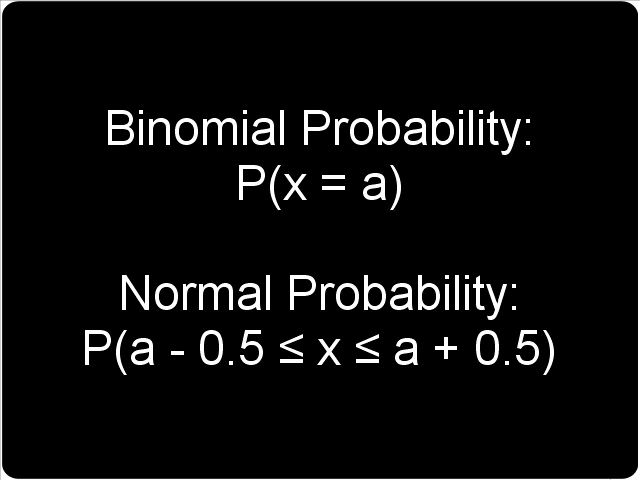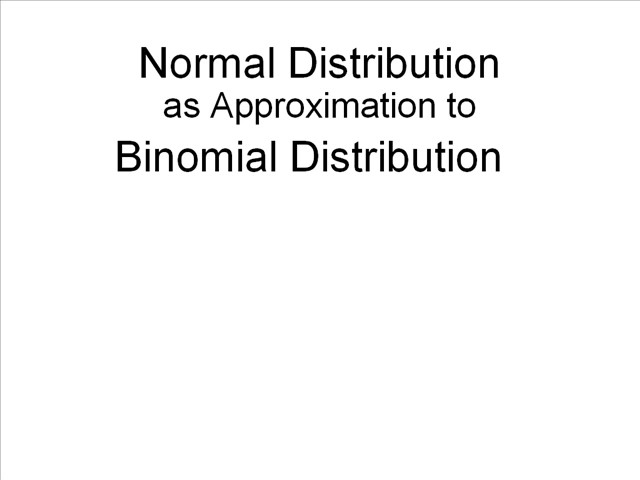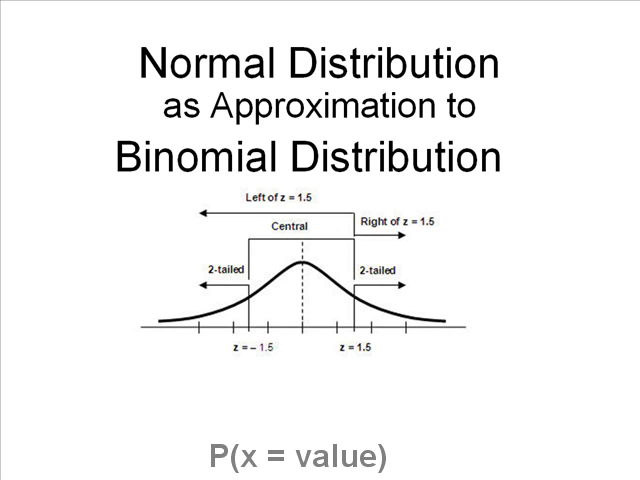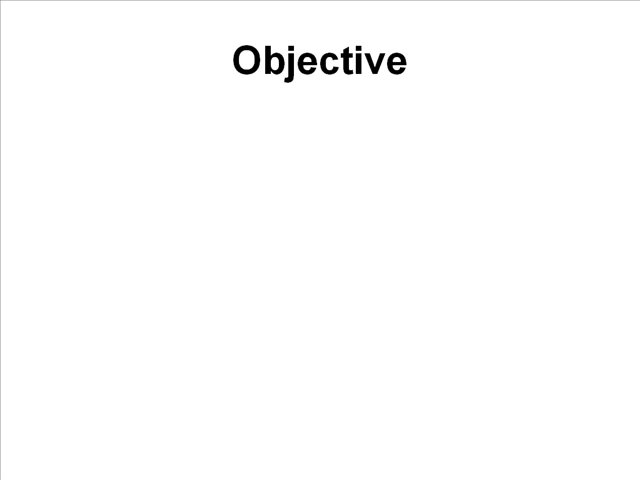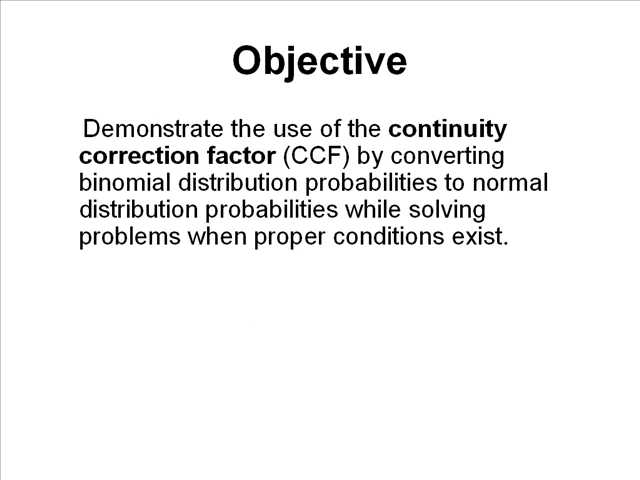In this tutorial, we're using the normal probability distribution as an approximation to the binomial probability distribution. We're going to consider one type of problem, that is, where we have the probability x is equal to a particular value. The objective is to demonstrate the use of the continuity correction factor by converting a binomial distribution probability to a normal distribution probability and solving problems of the type the probability x equals a particular value.